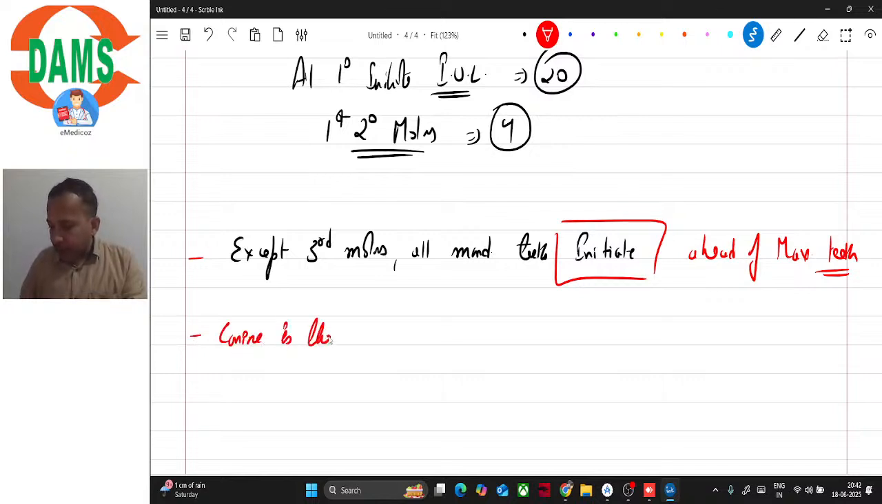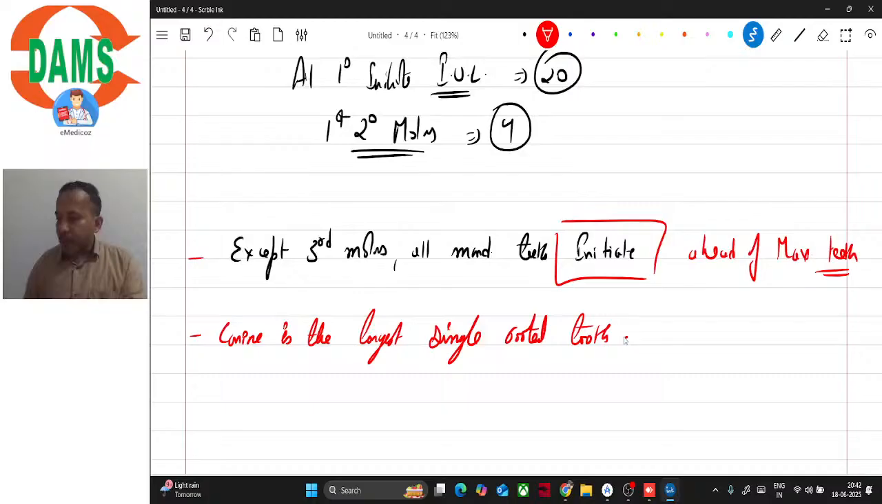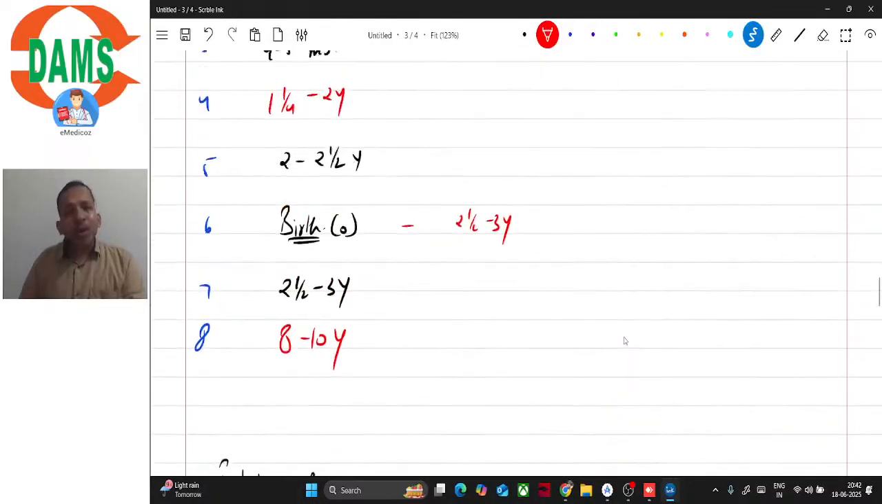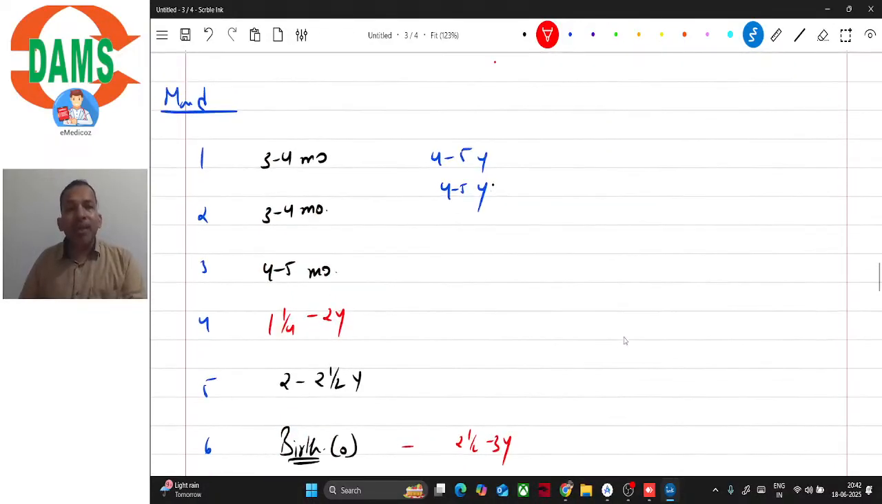Canine is the largest single-rooted tooth. So that means it is larger than the first premolar, isn't it? It is also larger than the first premolar. So which of the two do you think would complete first? Is it the canine or the first premolar? So the answer is first premolar, isn't it?